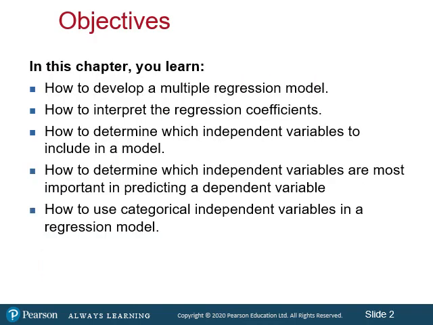So what are the objectives for this chapter? In this chapter you will learn how to develop a multiple regression model, how to interpret regression coefficients, how to determine which independent variables to include in a model, how to determine which independent variables are most important in predicting a dependent variable, and how to use categorical independent variables in a regression model.